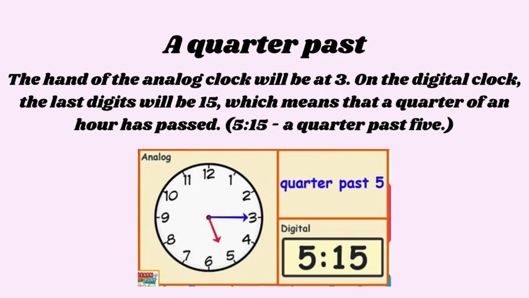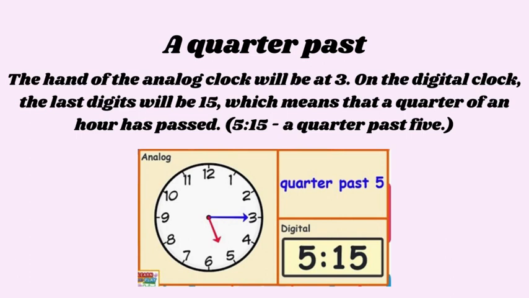Now we move to a quarter past. The long hand of the analog clock will be at 3. And on the digital clock, the last two digits will be 15, which means that a quarter of an hour has passed. For example, look at the picture. The long hand of the analog clock is at 3 and the short hand is at 5. And for the digital clock, the first number in front of the colon is 5 and the last digits are 15. So it means it's 5:15.